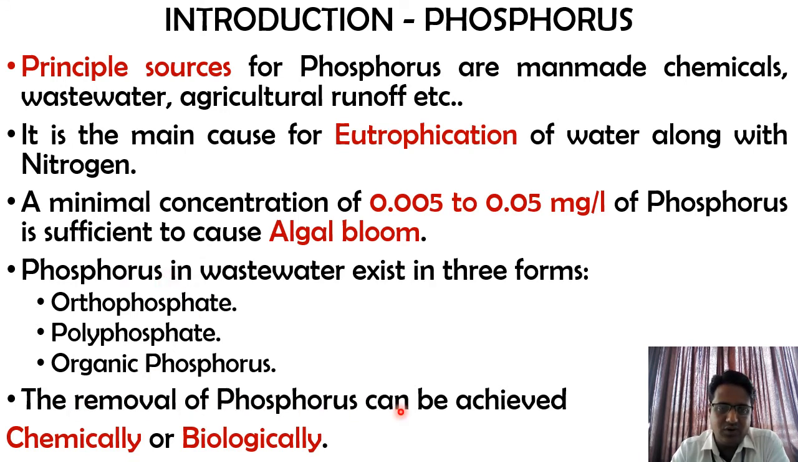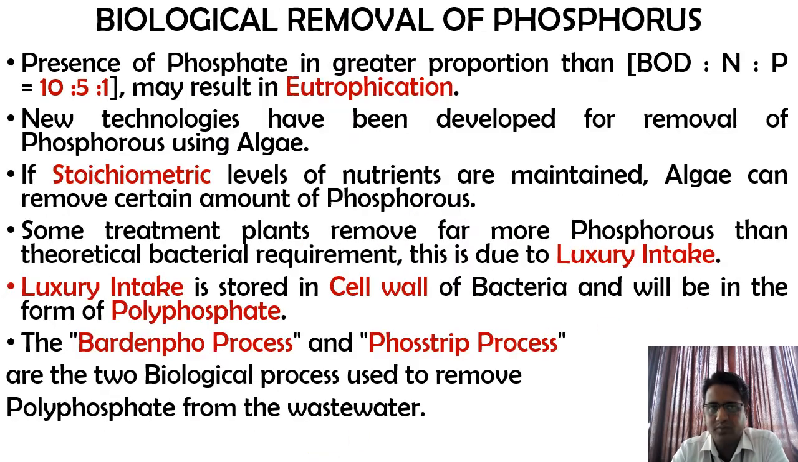The removal of phosphorus can be achieved by two methods. One is chemical and the other is biological. So, biological removal process of phosphorus. The presence of phosphate in greater proportion than 10 is to 5 is to 1 may result in eutrophication. So, what this means is, if the BOD to nitrogen to phosphorus ratio goes beyond this particular proportion of 10 is to 5 is to 1, then it may lead to eutrophication.